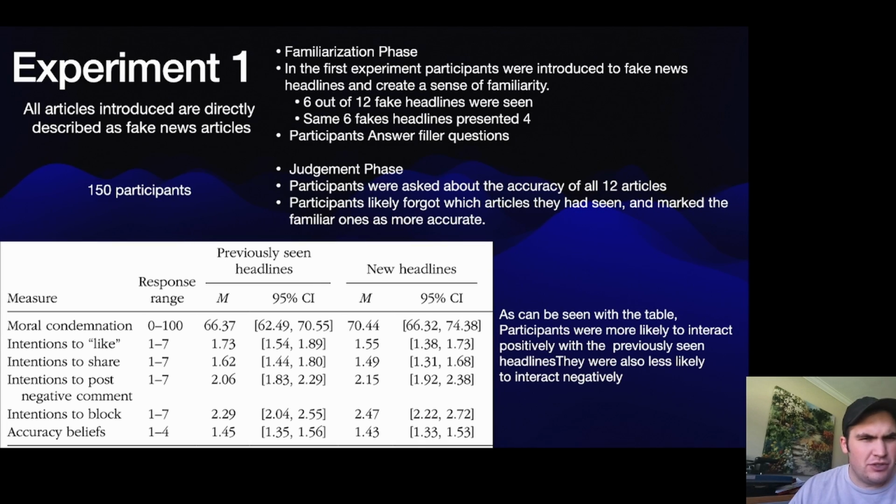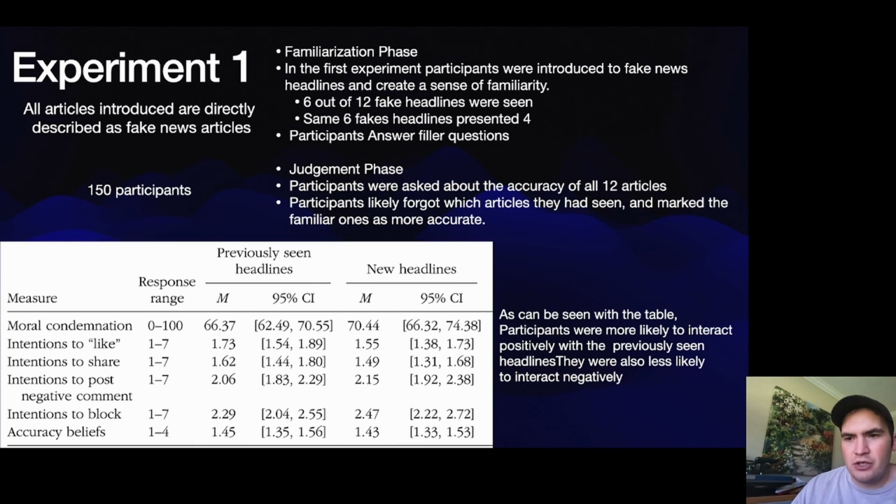They answer questions. Is this enjoyable? Do you like this one? How would you describe it? Just basic questions to try to engage them in looking at the headlines. And then they're going to transition to a judgment phase where they talk about what's the accuracy of it. Do they know this or that about it? It seems like participants might have forgotten which ones were accurate or not accurate, but they marked the ones that they had seen before as accurate.